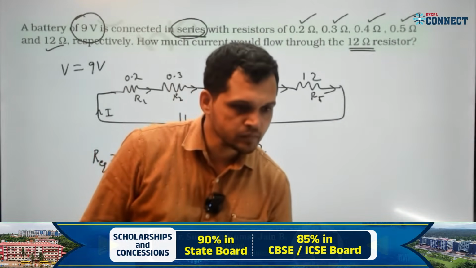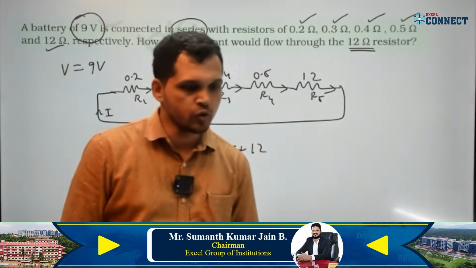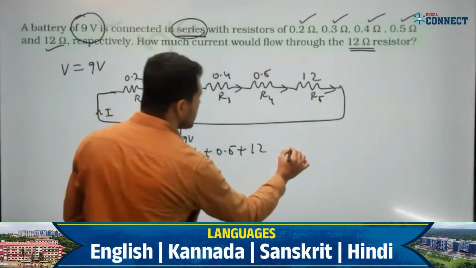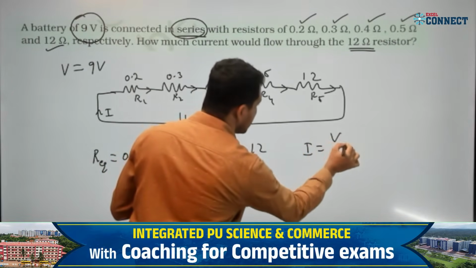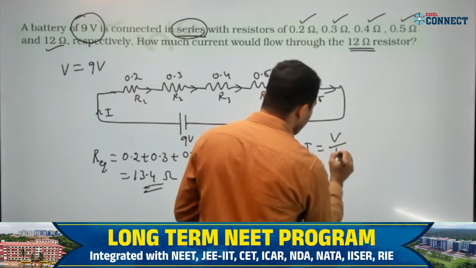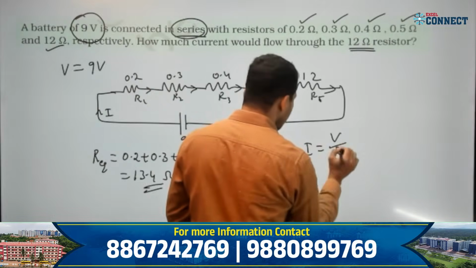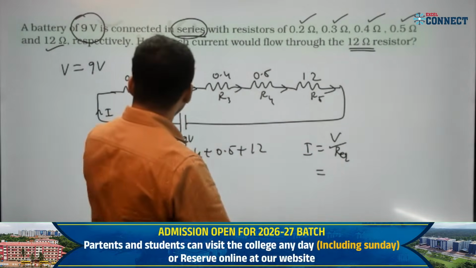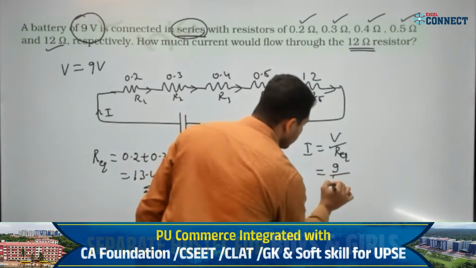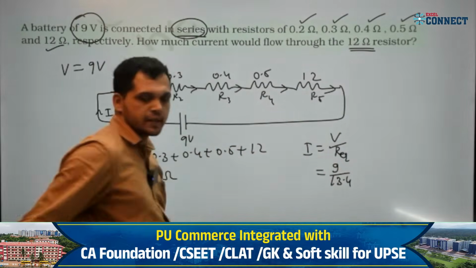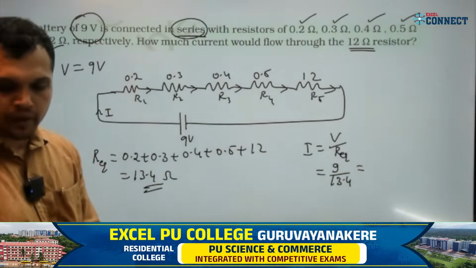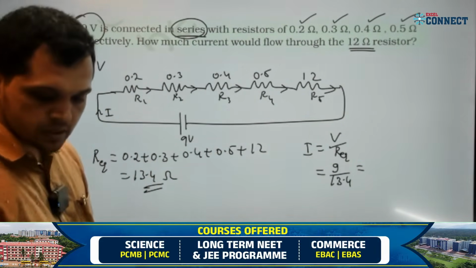13.4 ohm resistance, yes. Now I have to get the current I. What is the current I? I is equal to V by R equivalent. V is given, V is 9 volt. 9 divided by 13.4. What is 9 by 13.4? Solve this quickly. We get 1 point something.